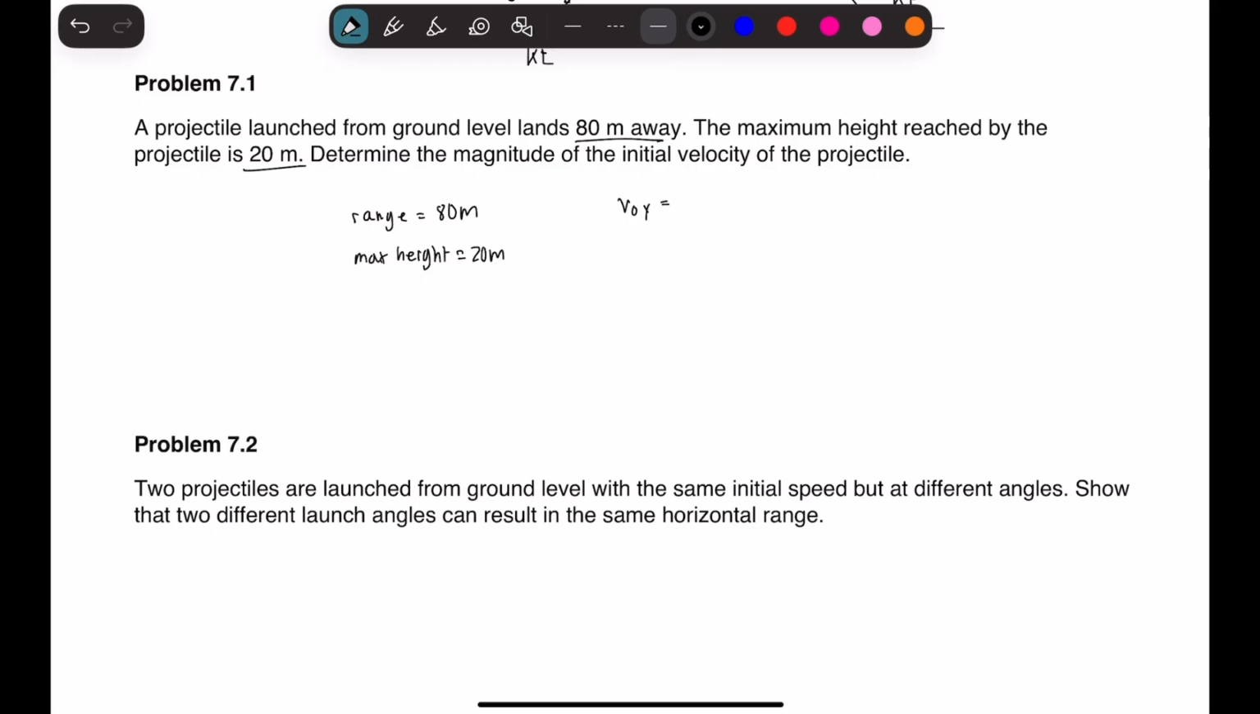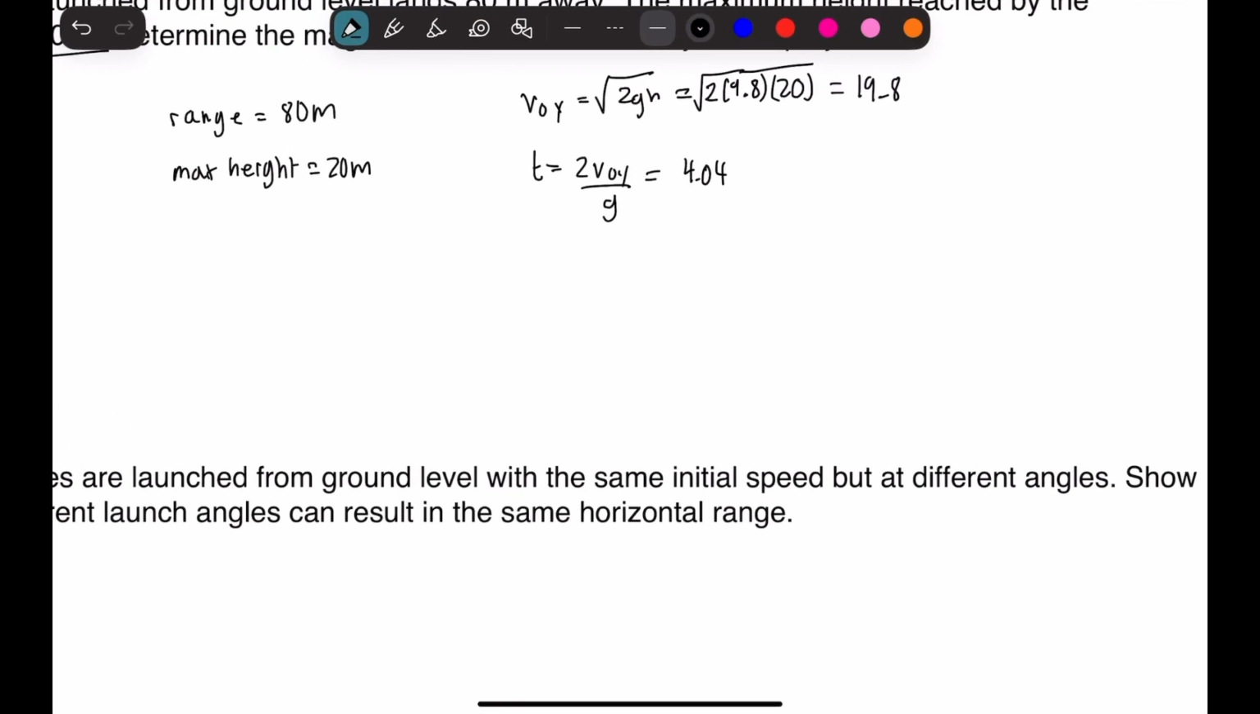So V initial y, that's going to be equal to the root of 2gh. And that is going to be equal to the root of 2 times 9.8 times our height of 20, which is 19.8. Now t is going to be equal to 2 V initial y divided by g. Well, this is going to be equal to 4.04. So the time is equal to 4.04 seconds, right?